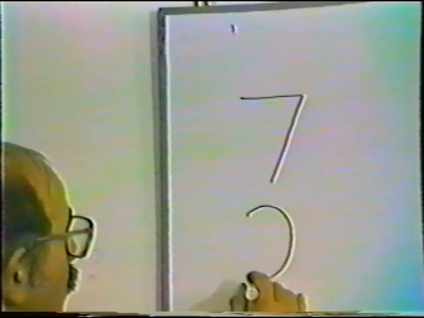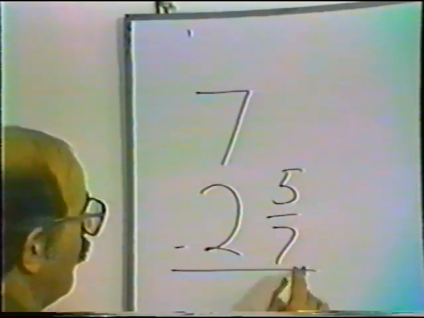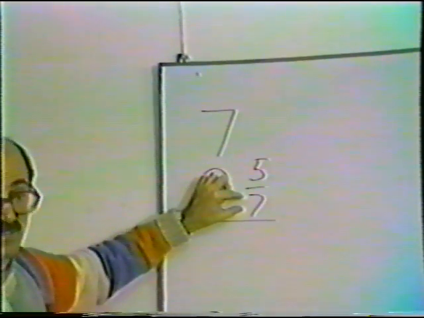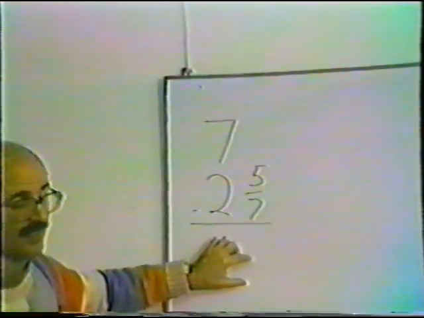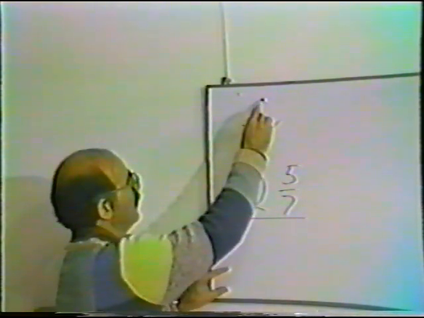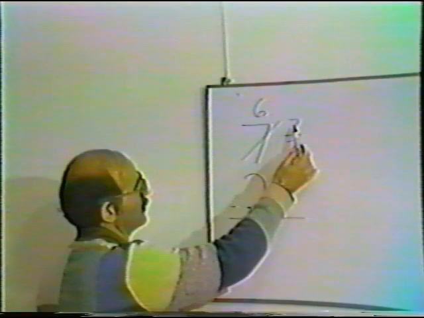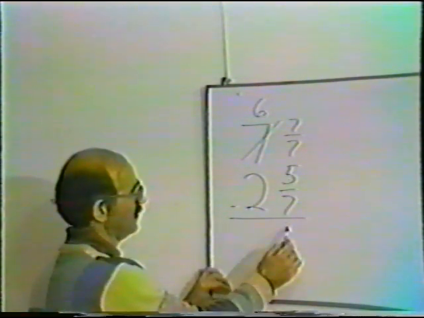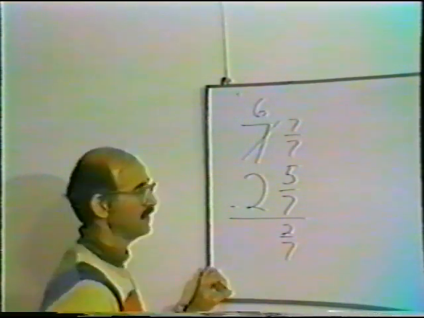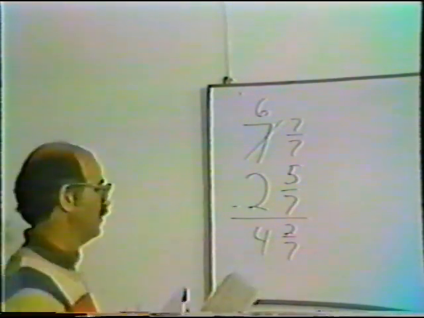7 take away 2 and 5/7. 0 take away 5/7. Can't do. We borrow from the 7. The 7 becomes a 6. And for that we get 7/7. 7/7 take away 5/7 is 2/7. 6 take away 2 is 4. The answer is 4 and 2/7.